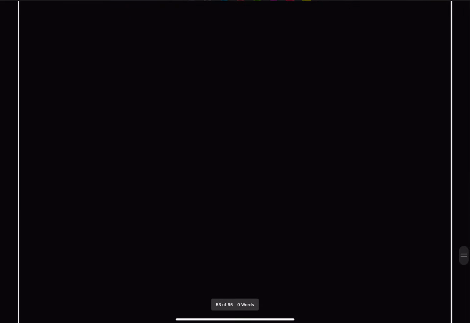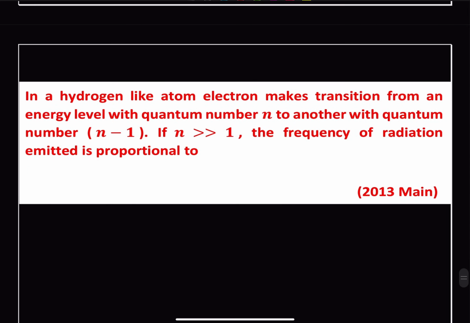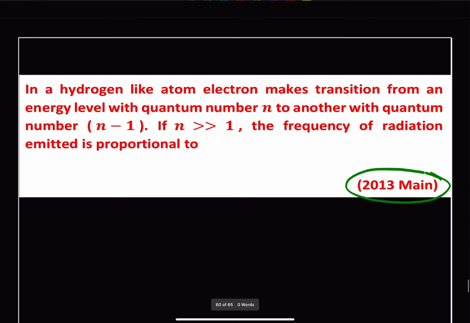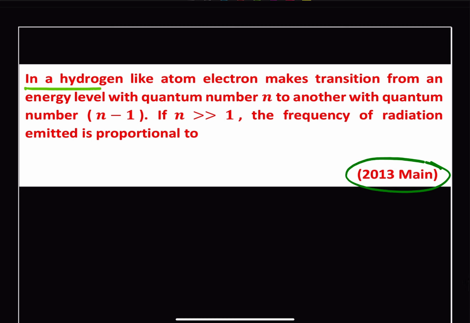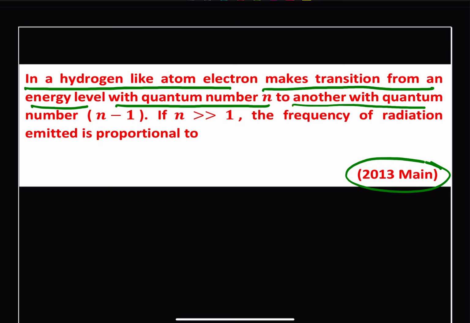Next question. It was asked in the 2013 Mains, and it states that in a hydrogen-like atom, electron makes a transition from an energy level with a quantum number n to another with quantum number n minus 1. If n is very much larger than 1, the frequency of radiation emitted is proportional to. So here we have to find out the frequency proportionality when n is very much greater than 1.